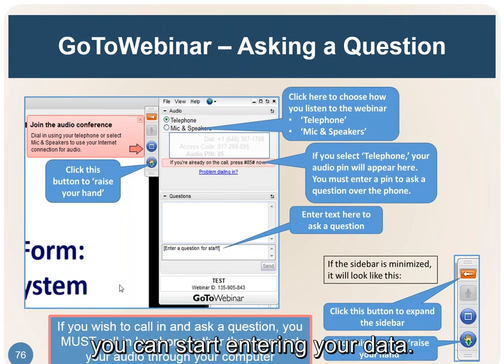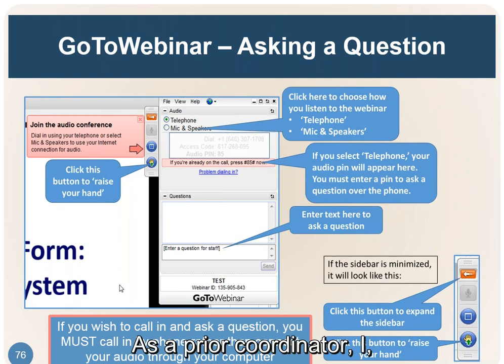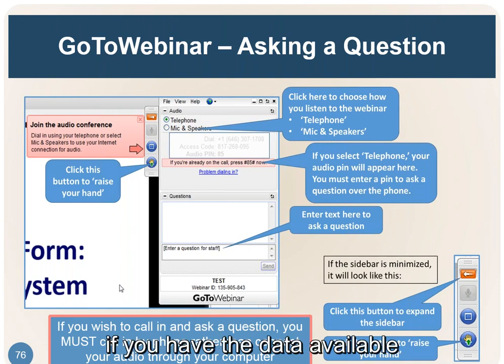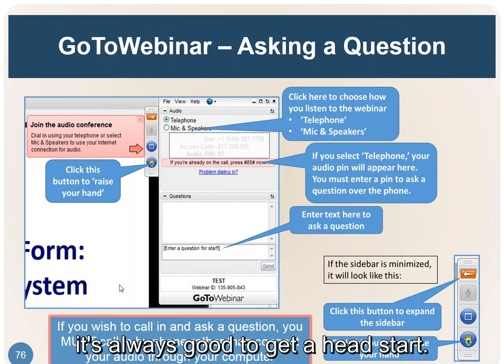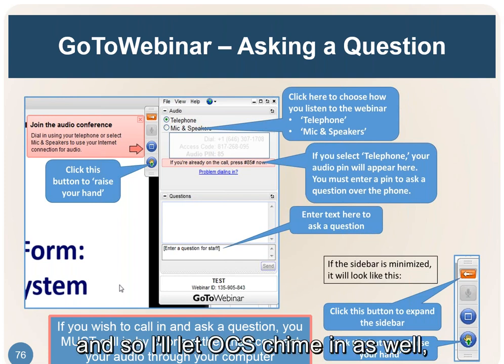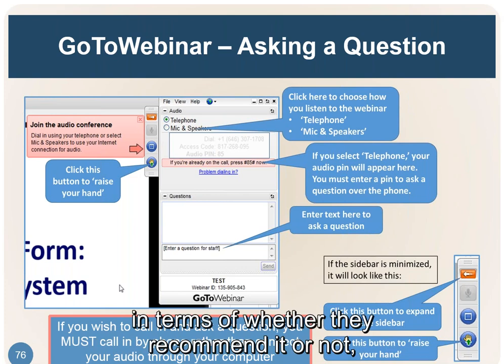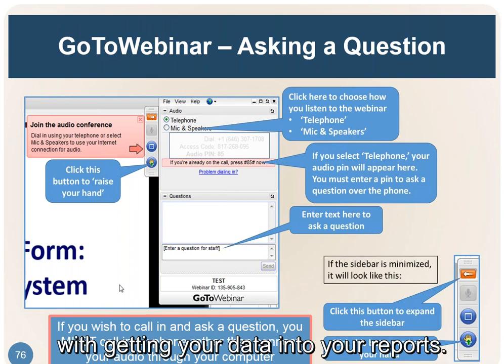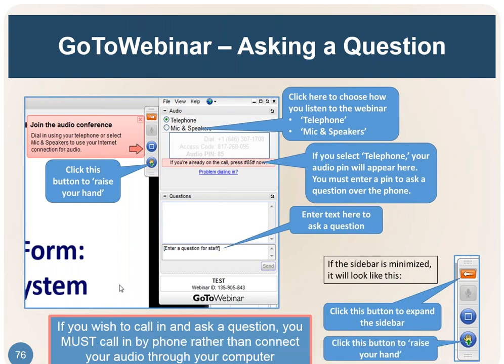First, the answer is yes, you can start entering your data. As a prior coordinator, I, Melissa Torgerson, am going to recommend that if you have the data available and you can begin entering it, it's always good to get a head start. That way, if you come across issues, you can deal with them. I'll let OCS chime in as well in terms of whether they recommend it or not, but I think it's always a good idea to start as early as you can with getting your data into your reports. How's that?